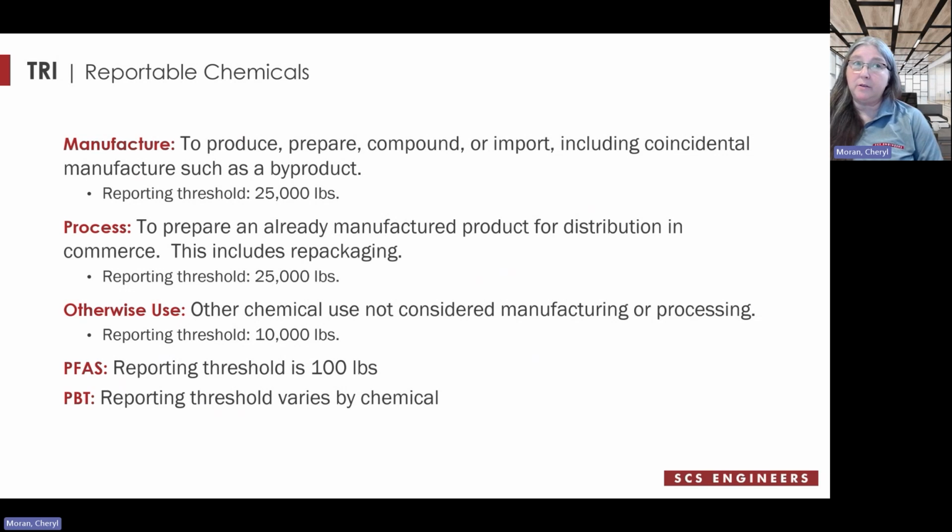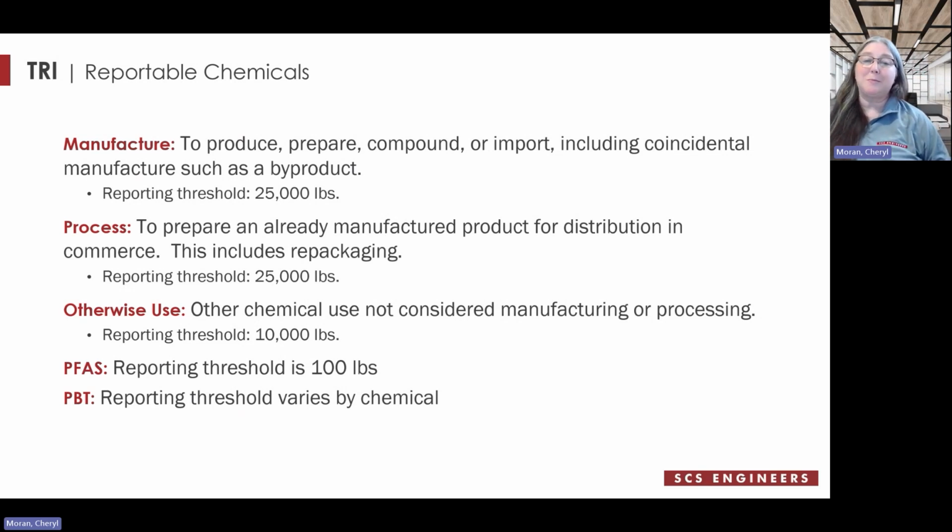On the other hand, the paint solids that are left behind after the paint dries will be part of the final product. So if there are any reportable chemicals in the paint solids, those are being considered processed. So your paint might have to be split between both processed and otherwise used for your calculations. The otherwise use reporting threshold is 10,000 pounds.